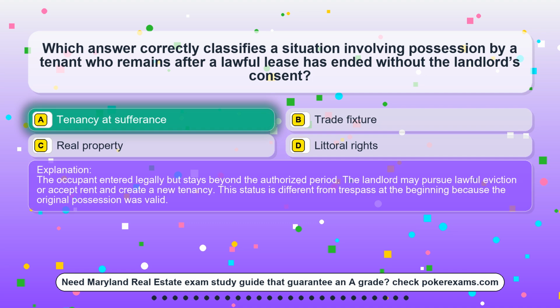The occupant entered legally but stays beyond the authorized period. The landlord may pursue lawful eviction or accept rent and create a new tenancy. This status is different from trespass at the beginning because the original possession was valid.